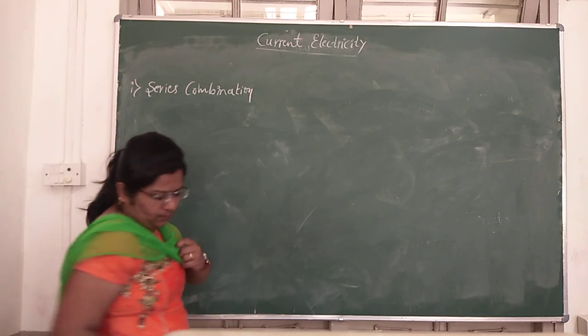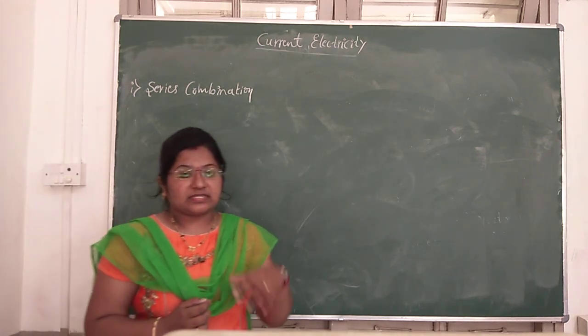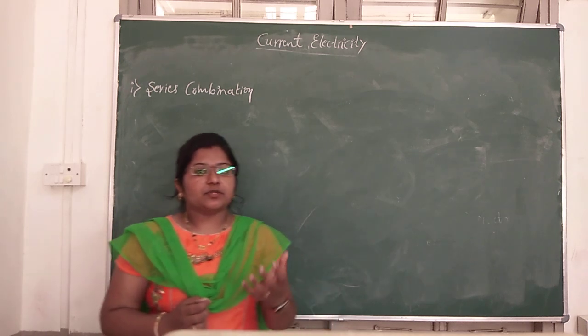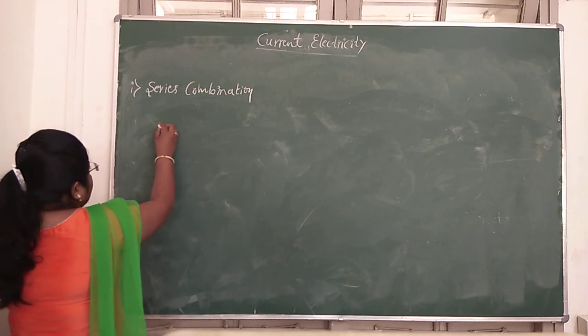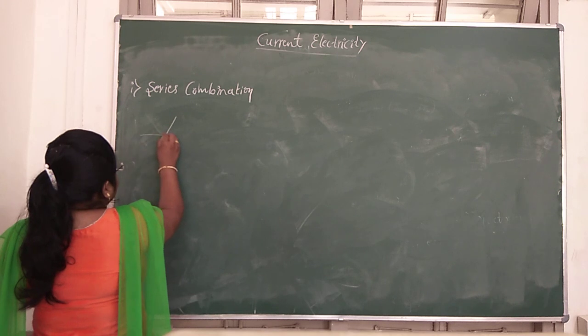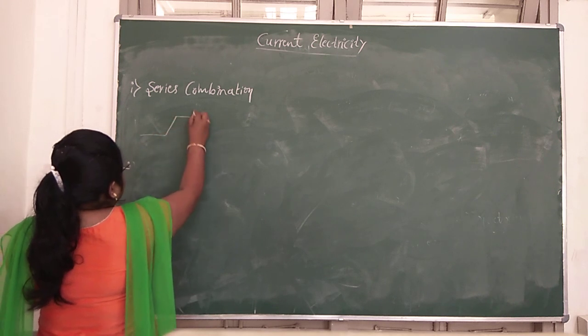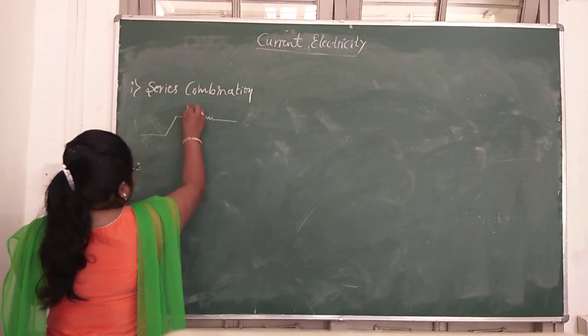Okay. Now what happens to the effective EMF and effective internal resistance when the cells are combined in a parallel manner? So what happens in the parallel manner? So this is one cell.